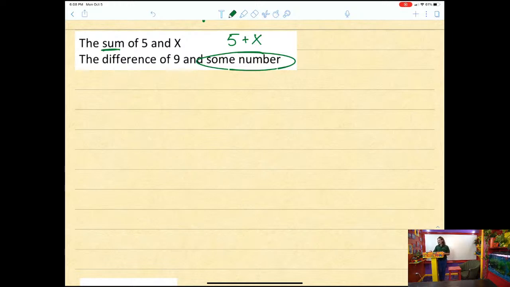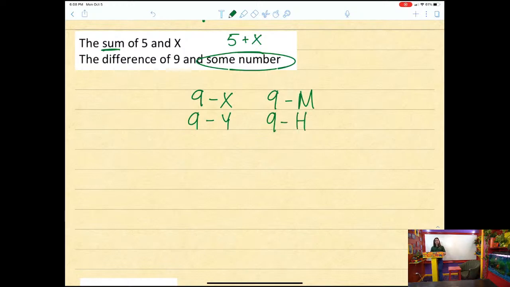So you could have said 9 minus x. You could have said 9 minus y. You could have said 9 minus m, 9 minus h. It just had to be some variable representing a value that we will hopefully know in the future, but for now it's unknown.